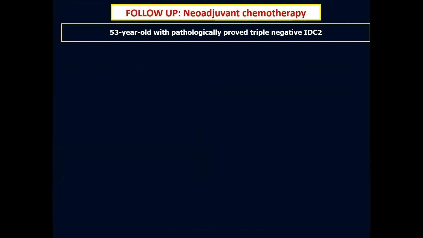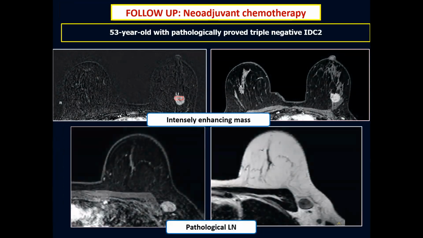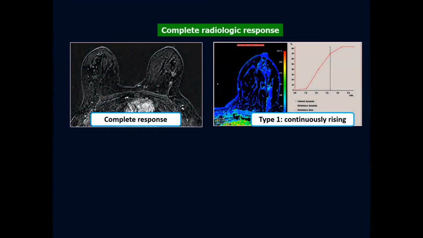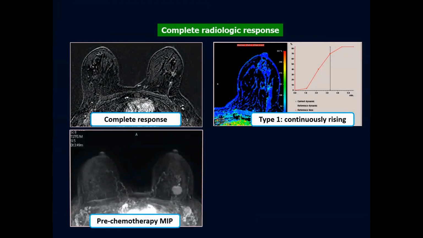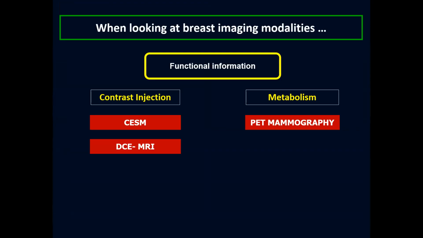This is another 53-year-old female with pathologically proved, again, triple negative breast cancer. And she had an intensely enhancing mass and matted axillary lymph nodes. This was the time signal intensity curve, which showed a washout curve. She was also a candidate for neoadjuvant chemotherapy, and this was the examination after receiving it. There was complete radiological response. These were the MIP images in the pre-neoadjuvant setting, and these were the MIP images in the post-neoadjuvant setting.